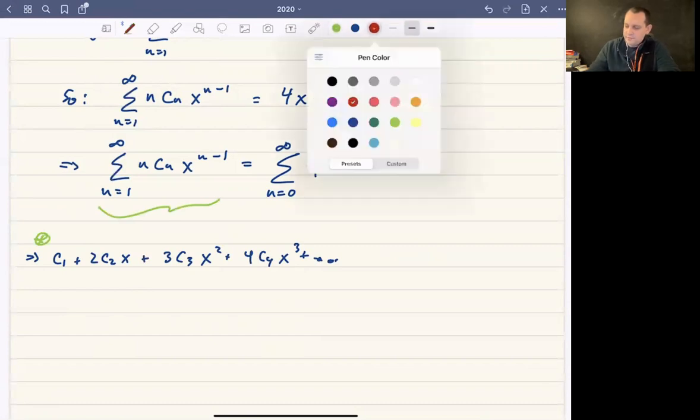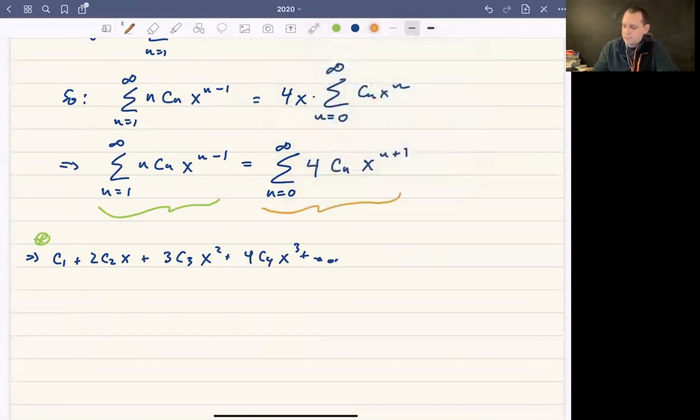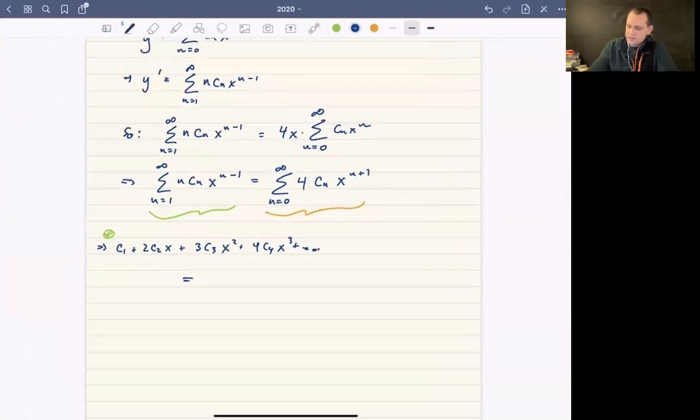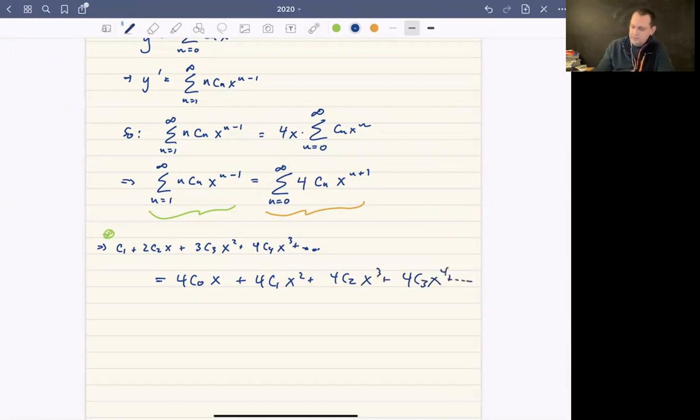The right side is going to be, let's just think about the first few terms that we're going to have. When n is 0, we're going to have 4c0 times x. So that's already a difference from before. There is no constant term on the right side. The first term is a linear term. We'll have 4c1 times x squared, 4c2 x cubed, and 4c3 x to the fourth, and so on.